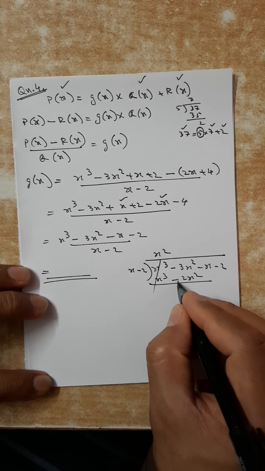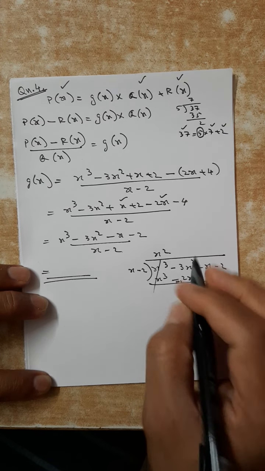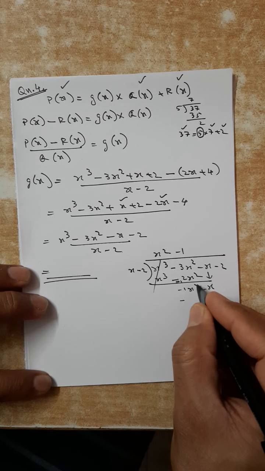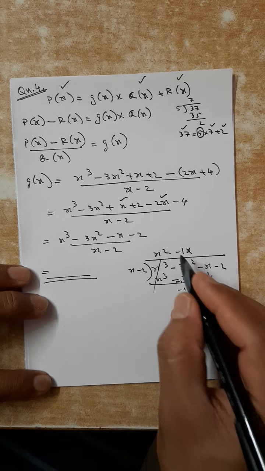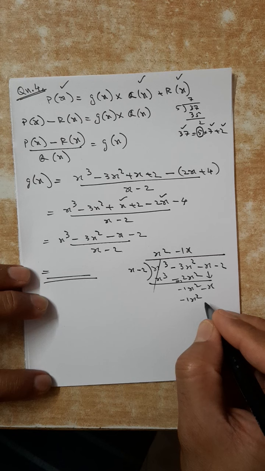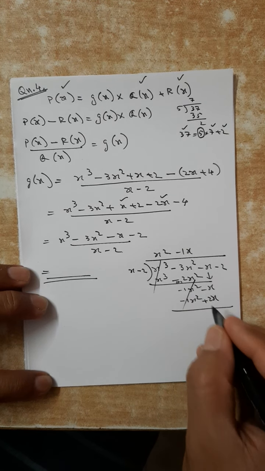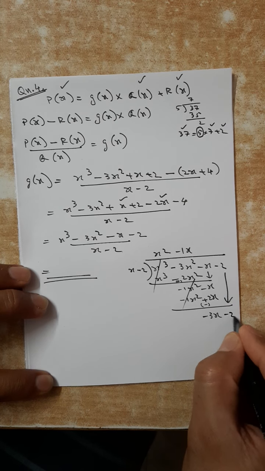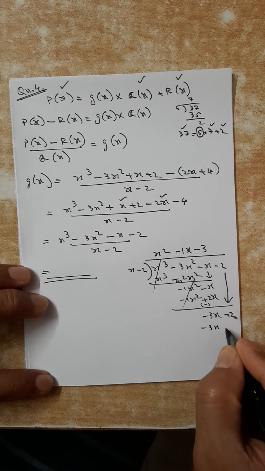Subtraction, getting added, minus 1x square minus x. Multiply with the minus 1, into x, minus 1x square, and minus 1x into minus 2, that is plus 2x. Subtraction, minus 3x minus 2. To get minus 3x, we have to multiply with the minus 3. Minus 3 into x, minus 3x plus 6.